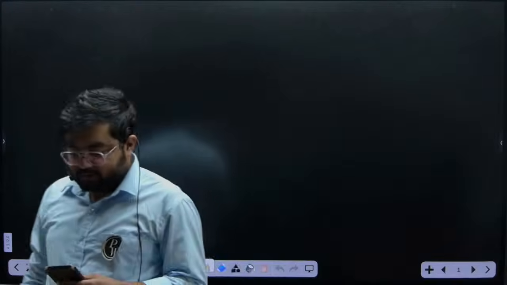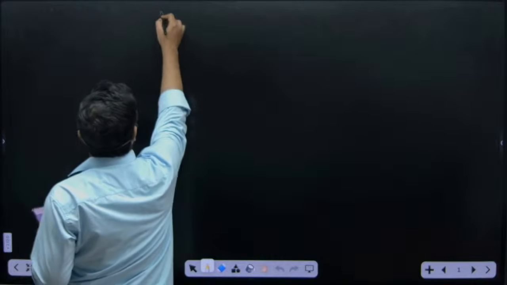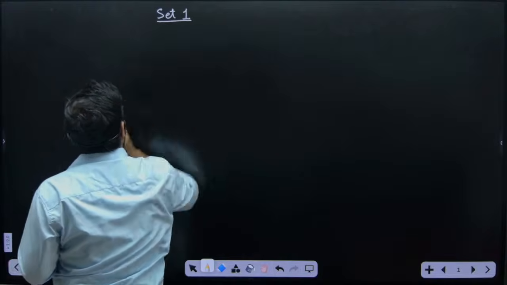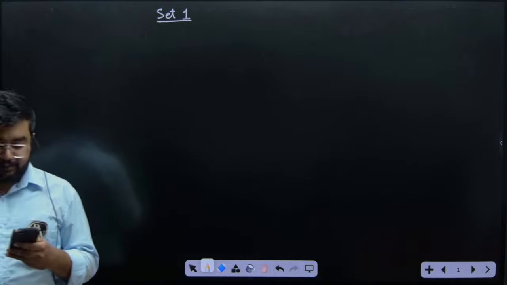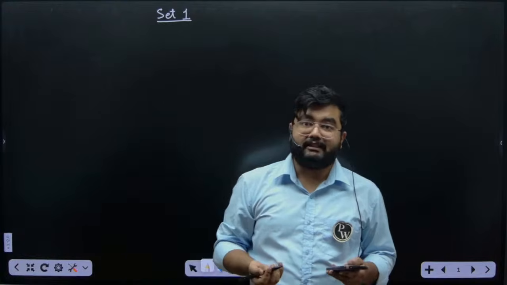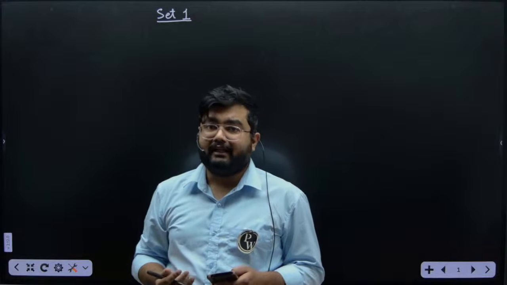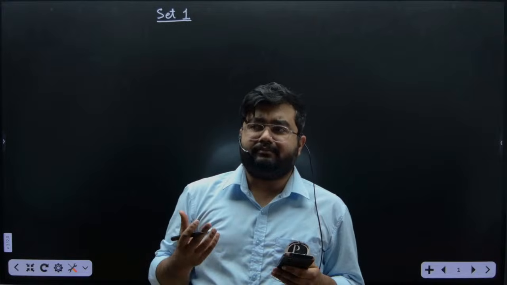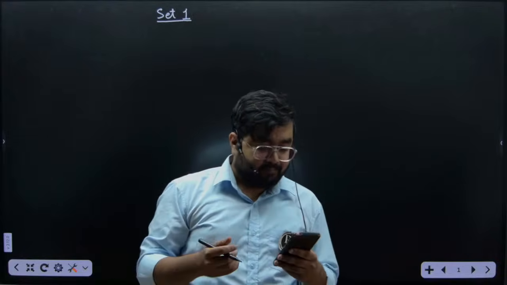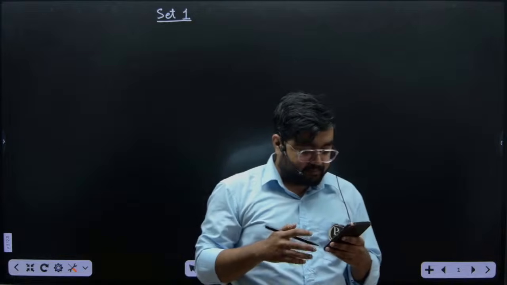So we are going to discuss the physics paper of CBSE today. What we are going to discuss today is set 1. Okay. So let us go through the paper together. Let us see some questions, some numericals, what they have asked. And let us see the level of the paper, whether it is too difficult or too easy or moderate. Let us see this together and decide.